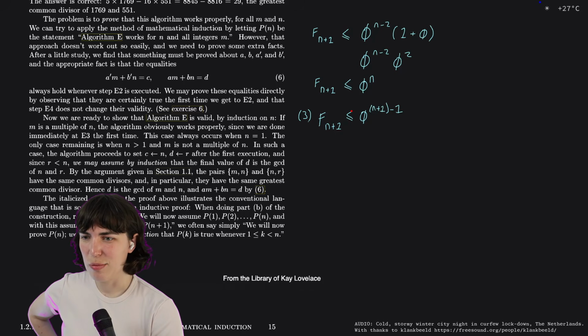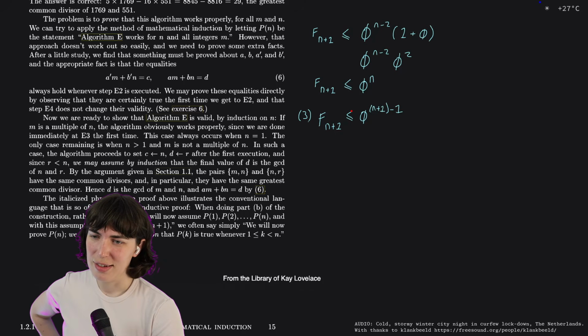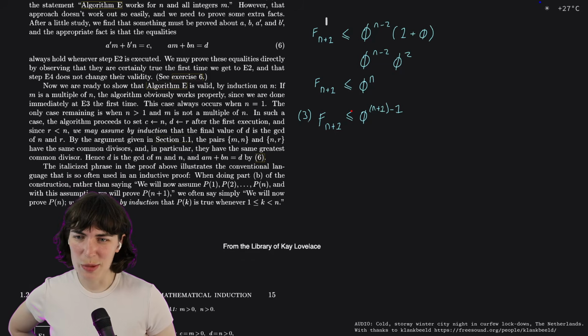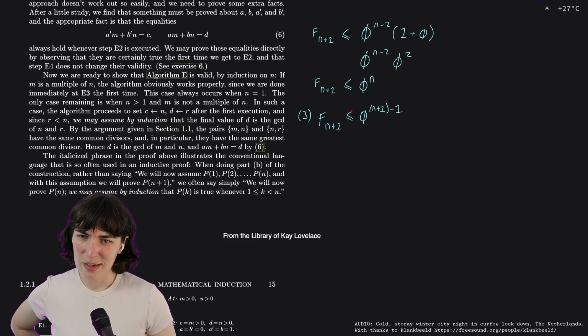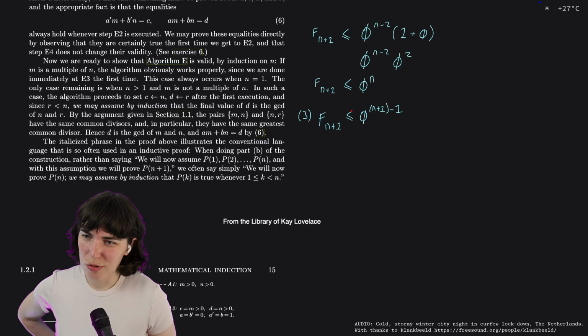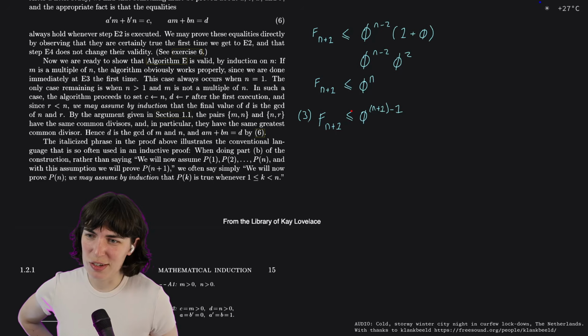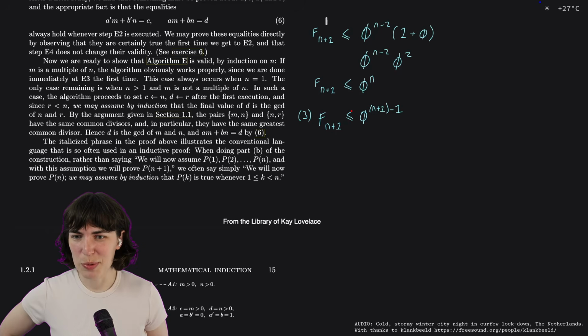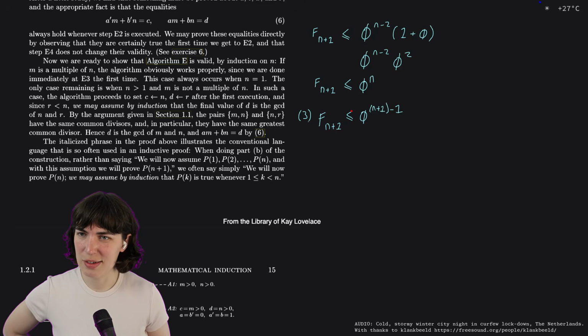In such a case, the algorithm proceeds to set c to n and d to r after the first execution, and since r is less than n, we may assume by induction the final value of d is the greatest common divisor of n and r. By the argument given in section 1.1, the pairs m, n and n, r have the same common divisors, and in particular they have the same greatest common divisor. Hence d is the greatest common divisor of m and n, and am plus bn equals d by exercise 6.